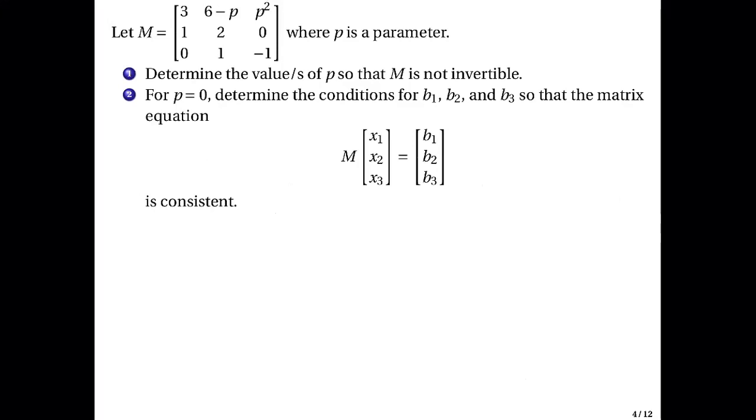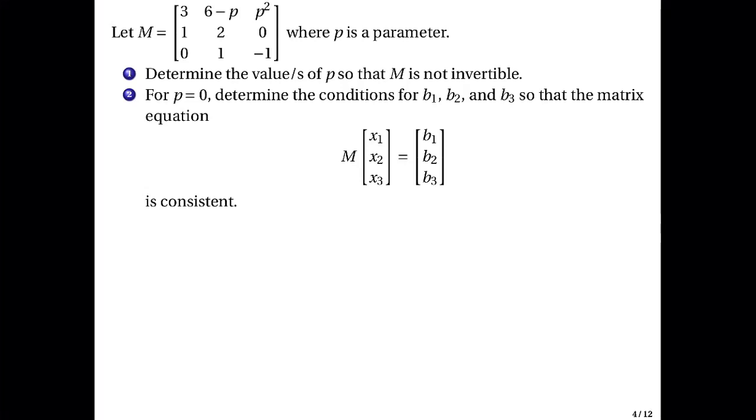We have 7 equivalent statements. So what we're going to do is to use the determinant equivalent statement. So this matrix M will not be invertible if the determinant of M is equal to 0. So we'll just solve for P such that the determinant of this M is equal to 0. So that's for the first problem.